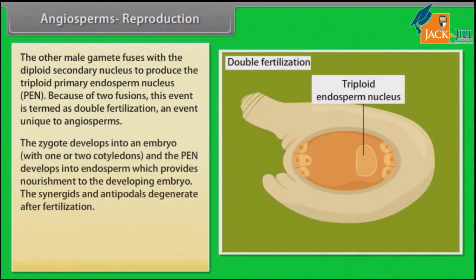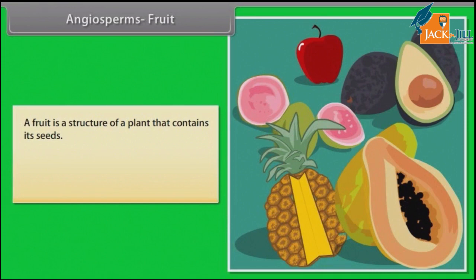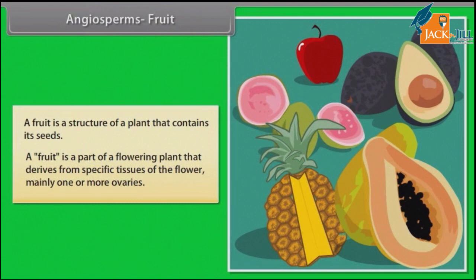The zygote develops into an embryo with 1 or 2 cotyledons, and the PEN develops into endosperm, which provides nourishment to the developing embryo. The synergids and antipodals degenerate after fertilization. During these events, the ovules develop into seeds and the ovaries develop into fruit. Angiosperms. Fruit. A fruit is a structure of a plant that contains its seeds. A fruit is a part of a flowering plant that derives from specific tissues of the flower, mainly 1 or more ovaries.